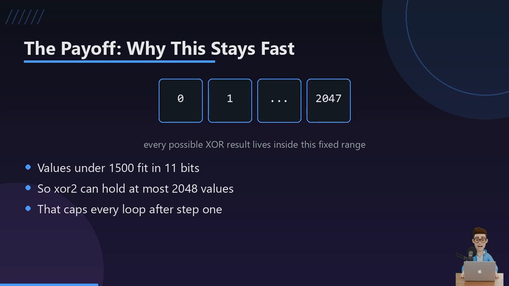That means our middle collection, XOR 2, can never contain more than 2048 different values, no matter how huge our original list is. And that's exactly why the final step stays fast.